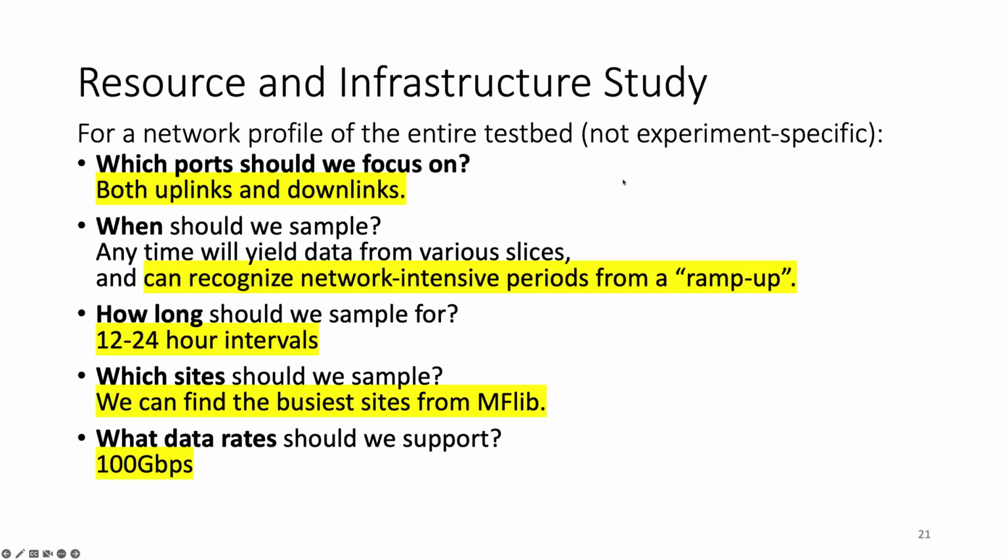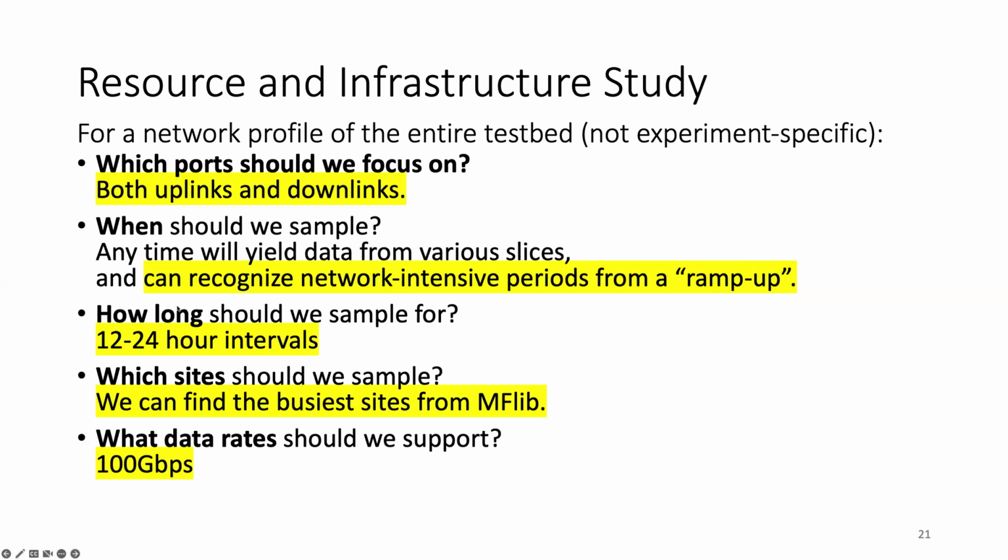All right, so we have some answers, right? And these answers are part of the meta-analysis related to the work we're doing, but also help shape the technical design of the work we're doing. Because we need to be able to cater to a mix of uplink and downlink, the system we design needs to help guide us to incorporate both. When we should sample: we can recognize network intensive periods from a ramp up, and maybe there's also a seasonality to this that we can exploit from year to year.